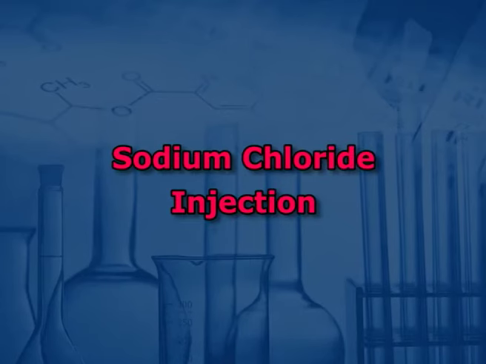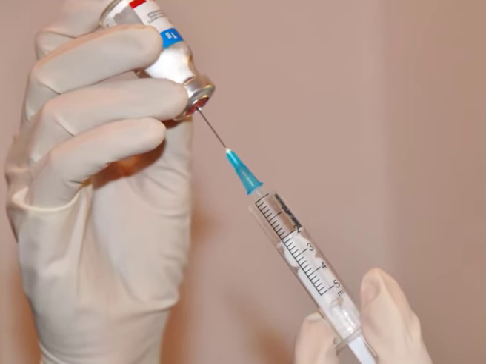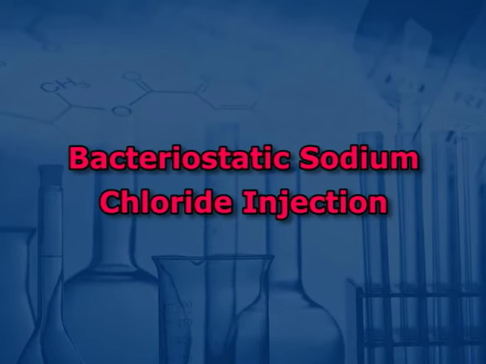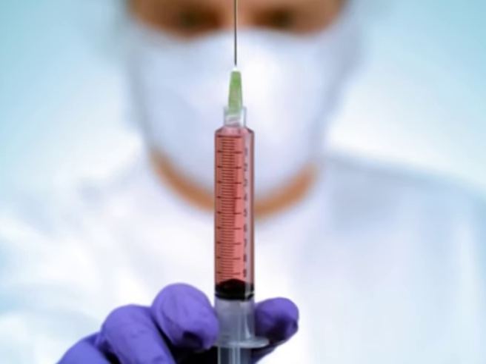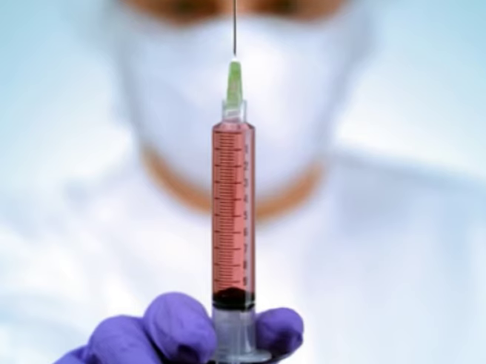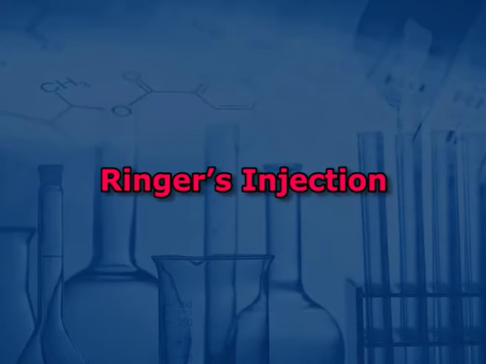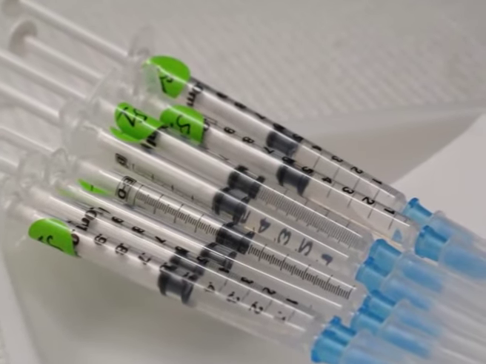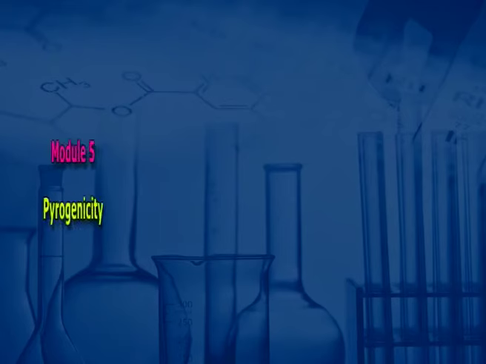Another vehicle is sodium chloride injection. It is a sterile isotonic solution of sodium chloride in water for injection. It contains no antimicrobial agent. Another one is bacteriostatic sodium chloride injection. It is a sterile isotonic solution of sodium chloride in water for injection containing one or more suitable antimicrobial agents. Another aqueous vehicle is Ringer's injection. It is a sterile solution of sodium chloride, potassium chloride and calcium chloride in water for injection.